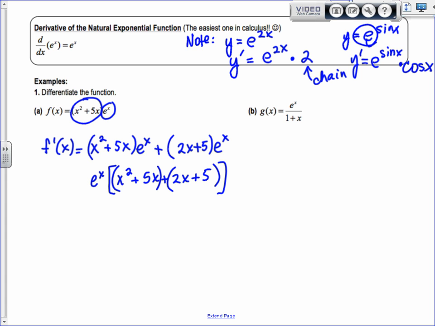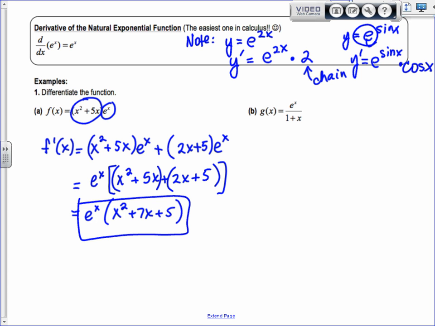You can see how I pulled the e to the x to the front. So you get e to the x times x squared plus 7x plus 5. That's f prime. Okay, same thing on the next one, only now we don't have product rule, we have quotient rule.